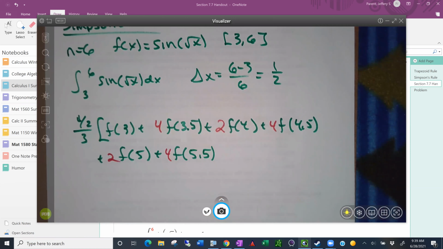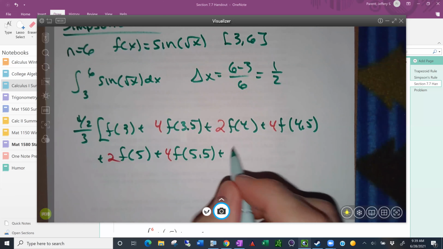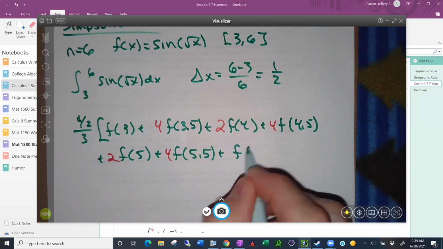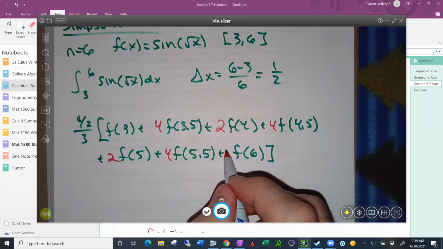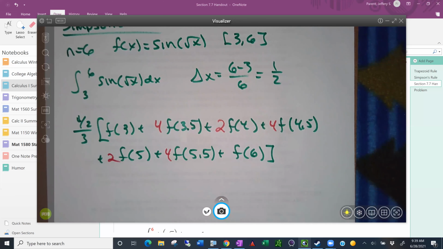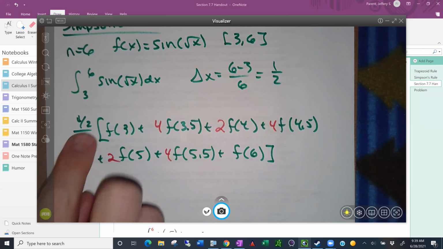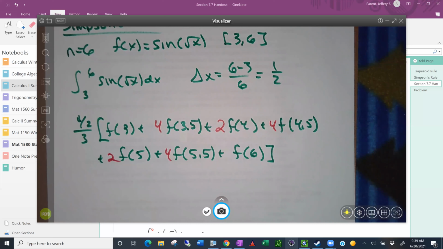And what's the last one that you would do there? Is it just f of 6? Yeah, well done. Just f of 6. Yay. And I'm not even going to bother to put a 1 there. Okay. 1/2 divided by 3, that's just 1/6. So it's going to be 1/6 of all this stuff.